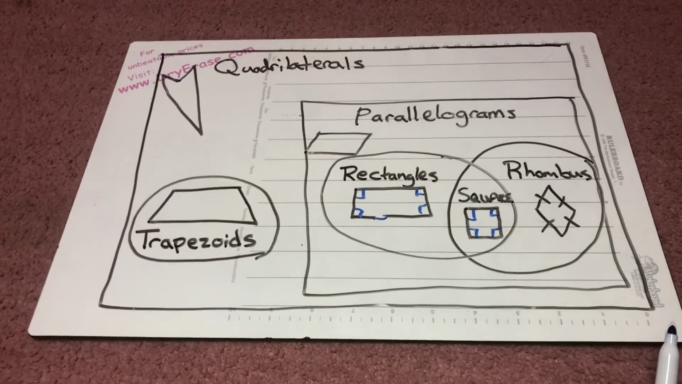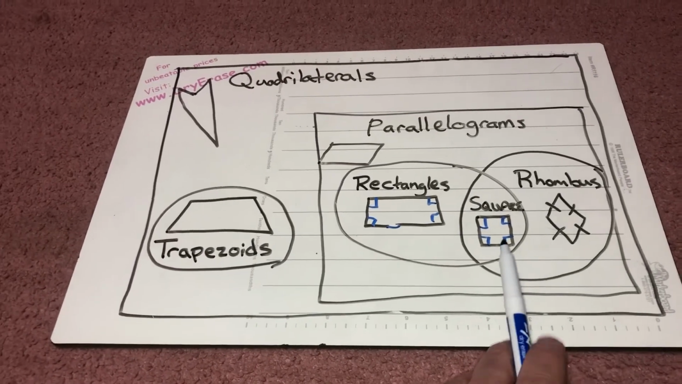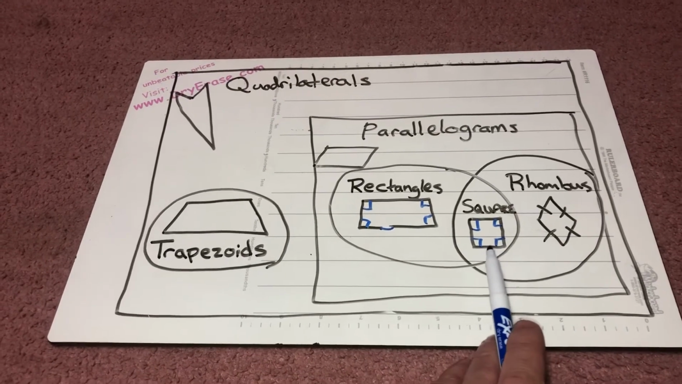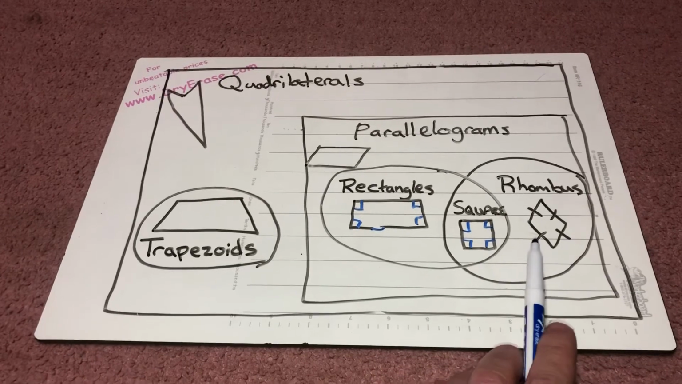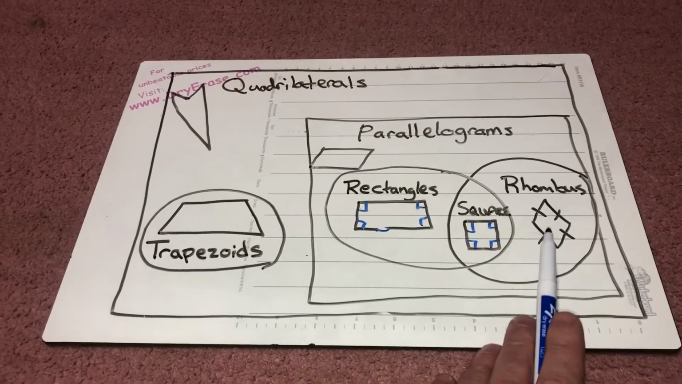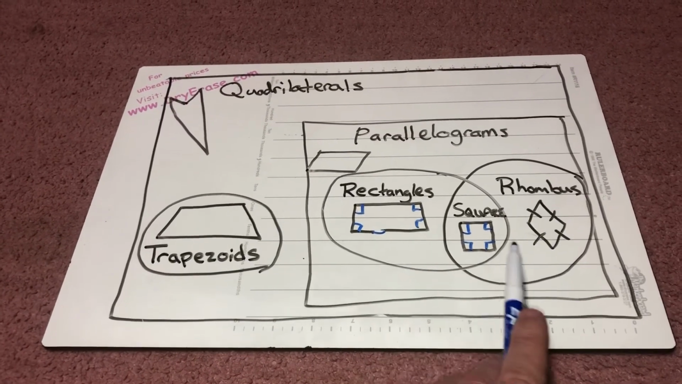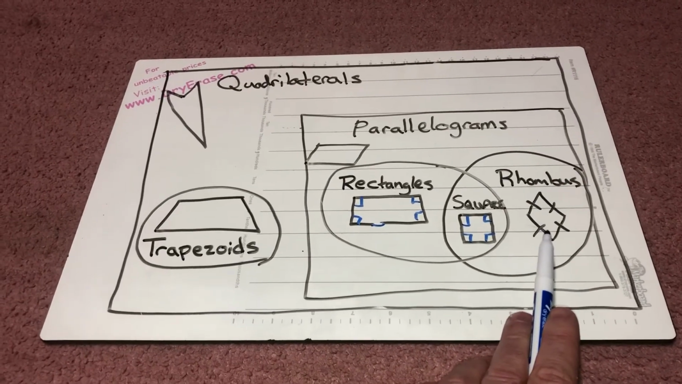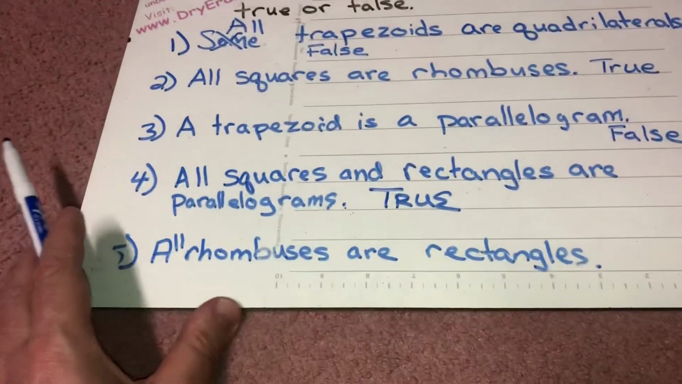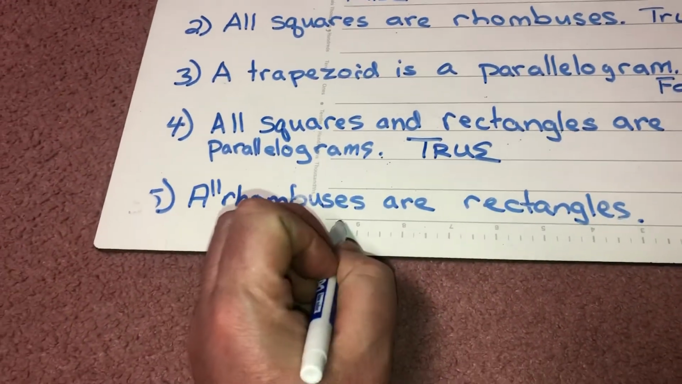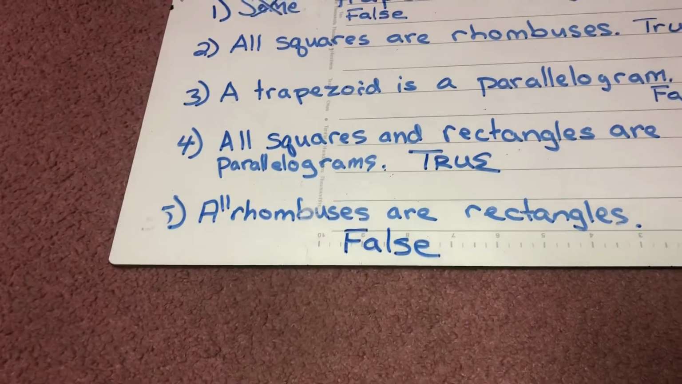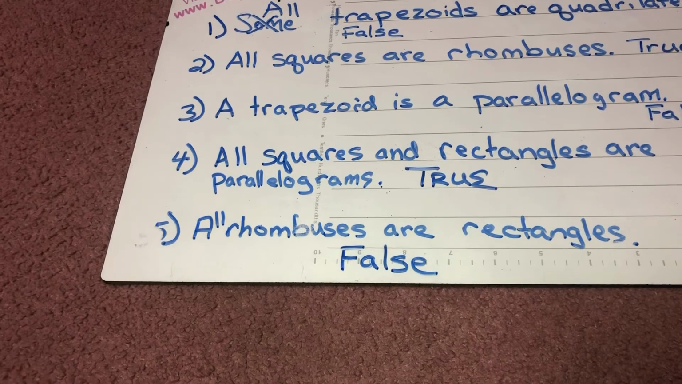So it's asking all rhombuses are rectangles. Well, it looks like some rhombuses are rectangles if they're squares. But you certainly do not have to have a rhombus that has 4 congruent sides that has 4 right angles. So it's not fully overlapped. This would be the example of a rhombus, but that is not a rectangle. So when we look at number 5 that says all rhombuses are rectangles, that's not true. Only some rhombuses are rectangles, and that would be if it qualified as a square.